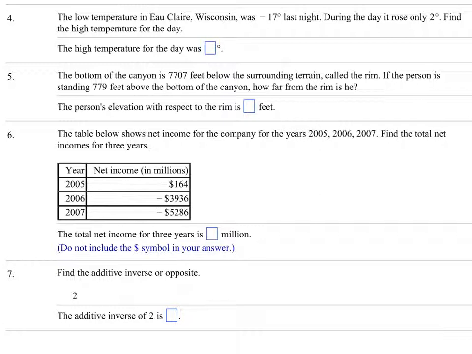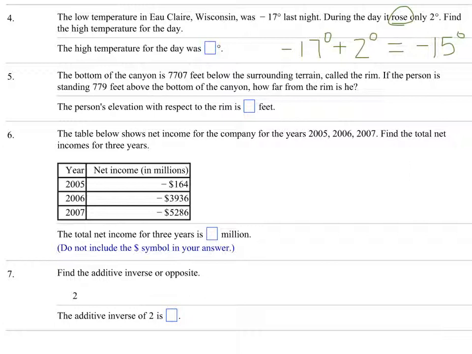And so we started at negative 17, and then the temperature rose 2 degrees. So if it rose, that means we need to add 2 degrees to negative 17. So negative 17 degrees plus 2 degrees, we've got different signs, so we're going to subtract those numbers. Negative 17 plus 2 is negative 15, because 17 minus 2 is 15, and then the bigger number is negative. So it's negative 15 degrees.